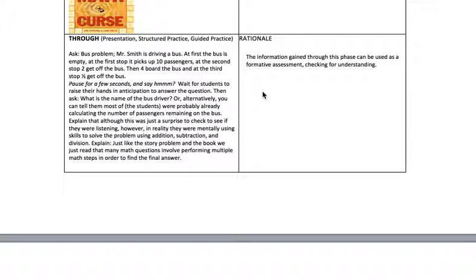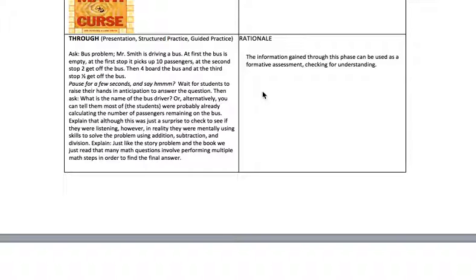So I will ask a bus problem: Mr. Smith is driving a bus. At first, the bus is empty. At the first stop, it picks up 10 passengers, and at the second stop, 2 get off the bus. Then 4 board the bus at the third stop, and half get off the bus. At that point, I'm going to pause and wait for the students to raise their hand in anticipation to answer a question that normally they would anticipate right away, and then ask, what was the name of the bus driver?